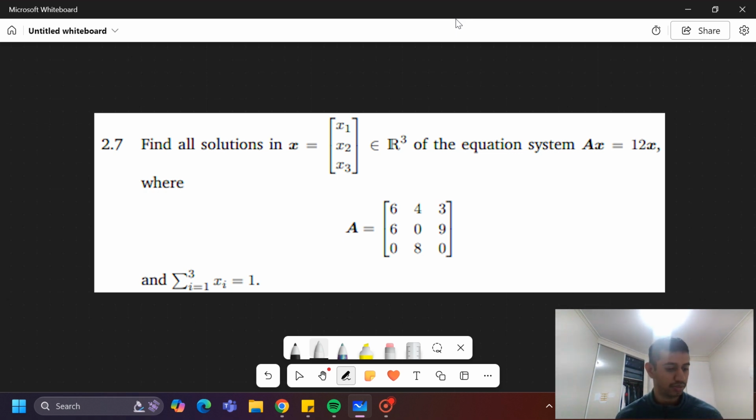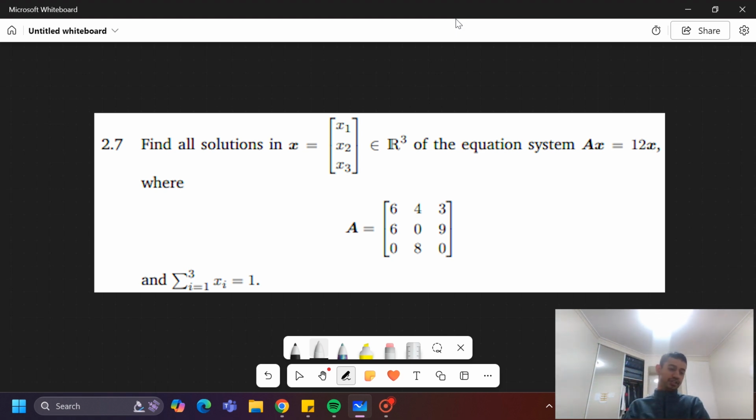Alright, let's start with the problem for the night. As usual, I'll read it out. Find all the solutions in vector x, which is a three-dimensional vector, of the equation system Ax = 12x, where x is again a vector, where A is this matrix, and the sum of x1, x2 and x3 is 1.